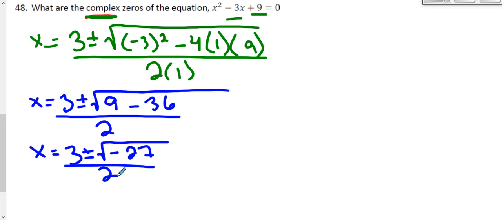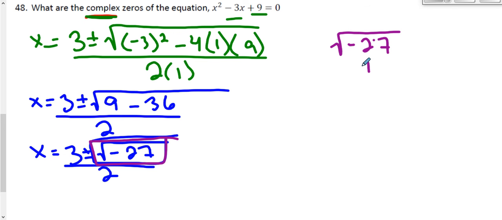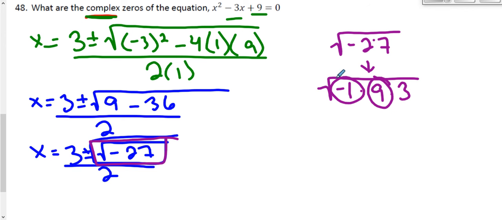Now I want to simplify that square root of negative 27. So I'm going to take this radical here, and I'm going to simplify it off to the side. The square root of negative 27 can be broken down to the square root of negative 1 times 27. And 27 is 9 times 3. 9 is a perfect square, and negative 1 can be taken out of the radical using imaginary numbers. So if I bring the negative 1 out, I get i. If I bring the 9 out, I get 3. And this 3 is going to be stuck inside my radical.